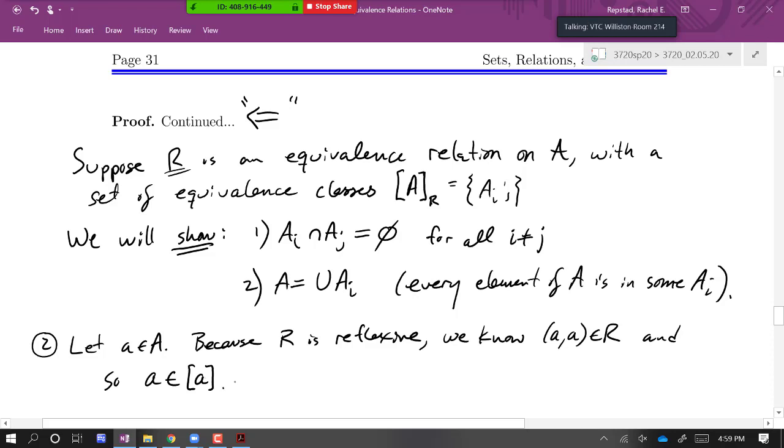So no matter what element I pick, I can put it in one of the equivalence classes because it's at least equivalent to itself. And that means that every element of A is accounted for.